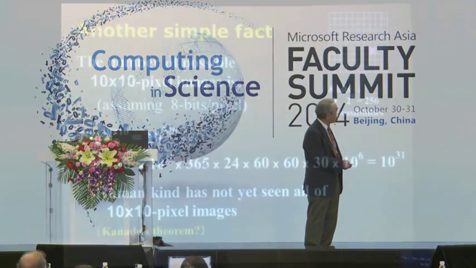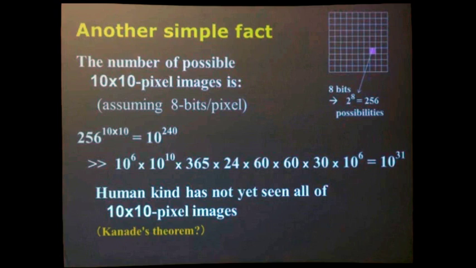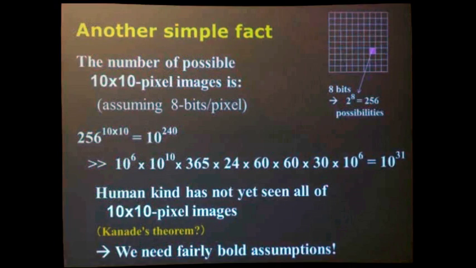So I have proven a very important point, which is that humankind has not yet seen all of the 10 by 10 images. I call it Kanade's theorem. By the way, I have never seen anybody yet who could refute my theorem. So I believe this has been proven. This implies that we actually need a fairly bold assumption to solve any vision problem.